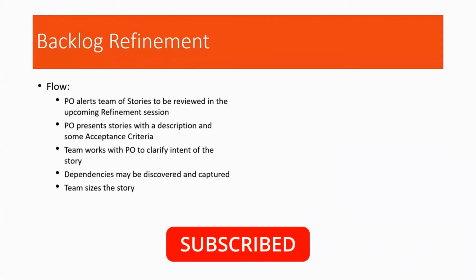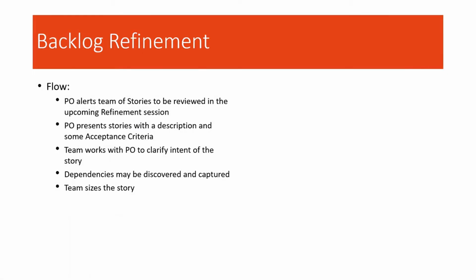The flow of backlog refinement is that the product owner is going to alert the team of the upcoming stories for the next refinement session. These are typically the top priority stories in the backlog that have not yet been refined. At the refinement session, the product owner is going to present those stories with their description and the starter acceptance criteria. Then the team's going to start working with that product owner to clarify the intent and scope of the story by asking questions. As they ask those questions, they may capture additional acceptance criteria.